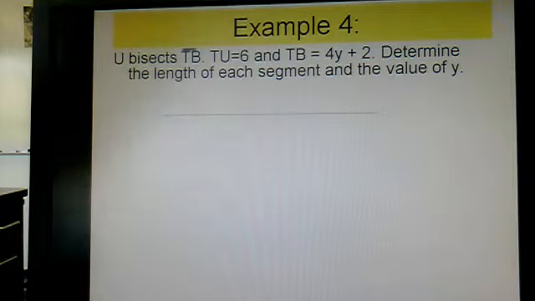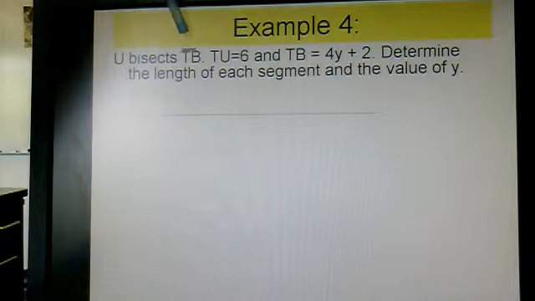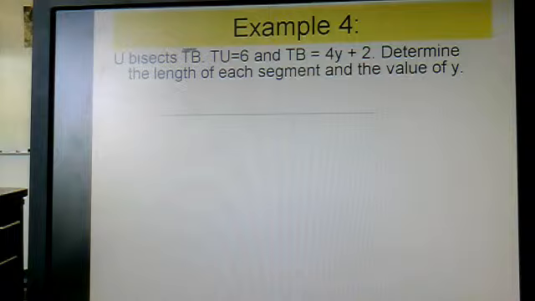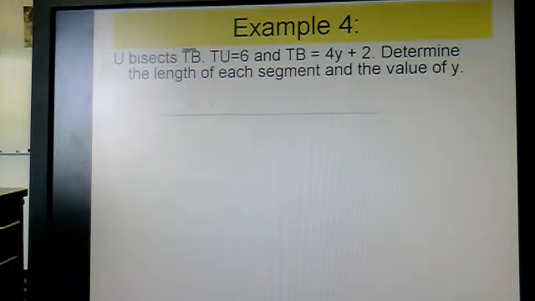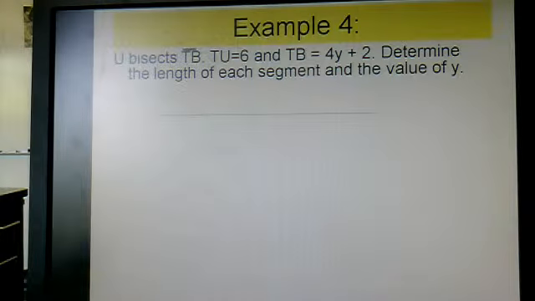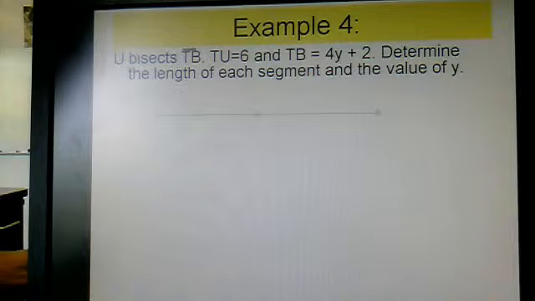Alright, another vocab word thrown in example 4. U bisects, and add this little segment line on your paper. Segment TB. And it also gives you some measurements here. TU is equal to 6, TB is equal to 4y plus 2. And that's all I'm giving you. I'm a generous person, but not on this problem.